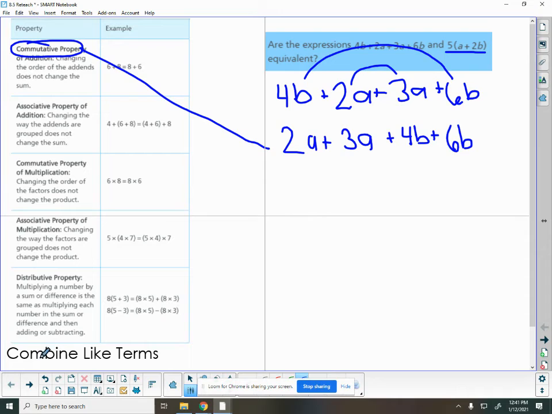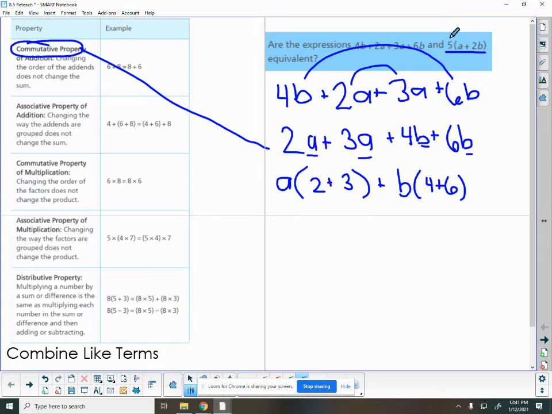So now there's a lot of different things that we can do here. First, let's go ahead and use our distributive property to pull some things out. So I can pull out an a here, and I'm left with 2 plus 3. Plus, I can pull out the b from here, and I'm left with 4 plus 6.